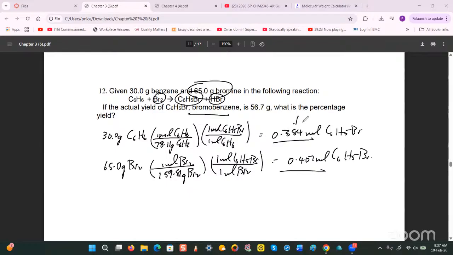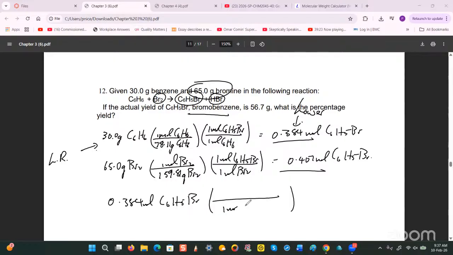And because this is lower, right, that means that this here is the limiting reactant. The benzene is the limiting reactant. And therefore, this is what we're going to use to calculate the theoretical yield. And the way we do that is that we take the 0.384 moles of C6H5Br and we convert that to grams. So we multiply by 1 mole of bromobenzene below and above the molar mass of bromobenzene. So again, I'm going to calculate the molar mass.